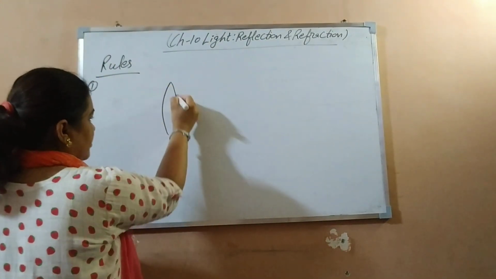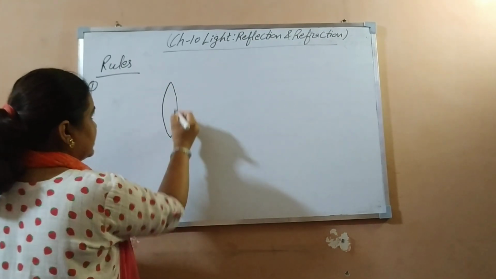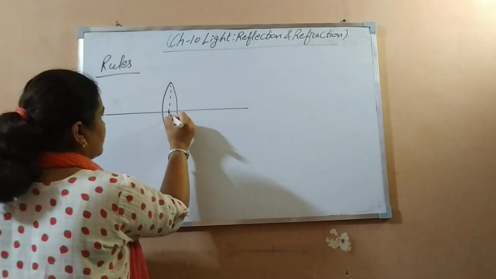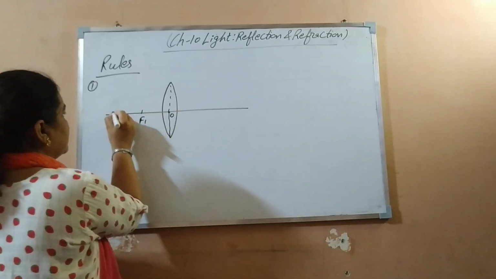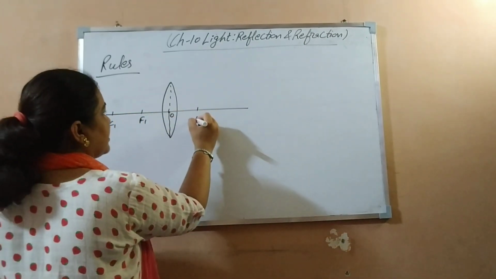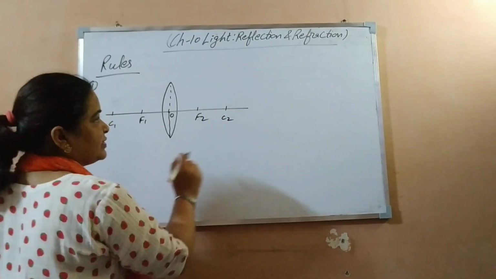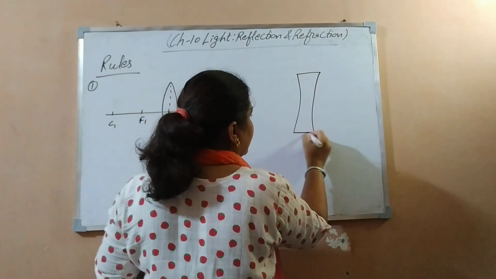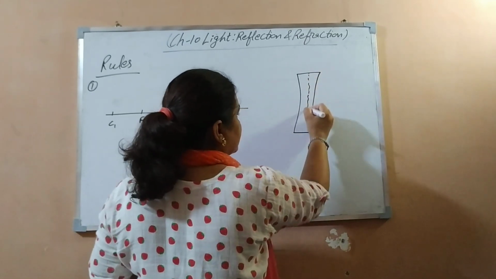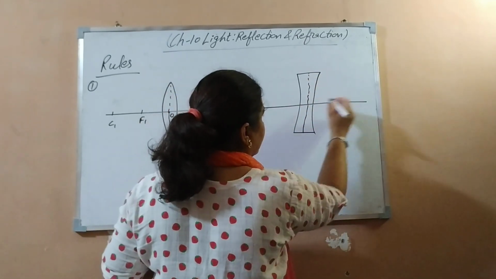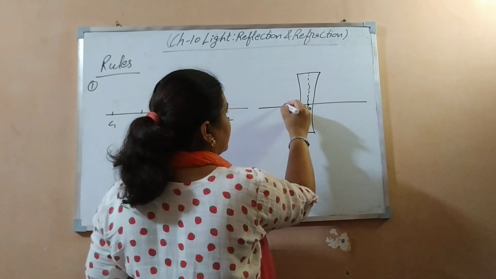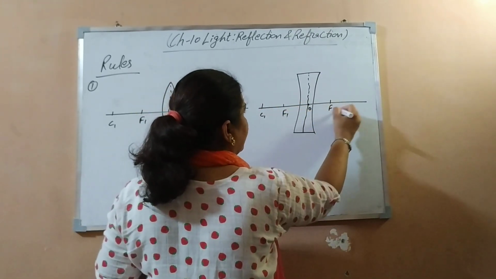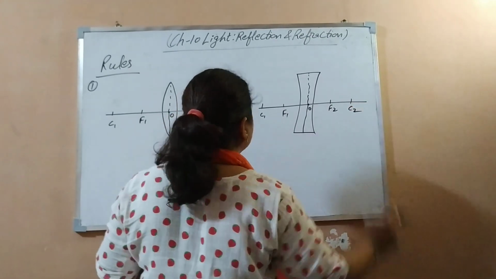This is our convex lens. This is its principal axis. This is the optical center. This is F1. This is C1. This is F2. This is C2. Similarly, we have a concave lens. We have to make thin lenses, not thick lenses. In the exam also you will make thin lenses, not thick lenses. This is the optical center, F1, C1, F2, and C2, equidistant.